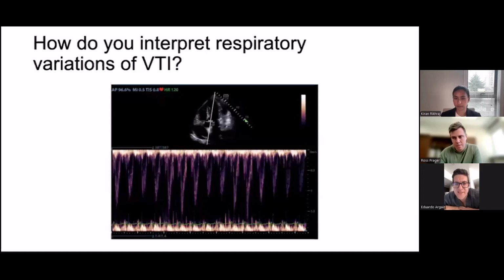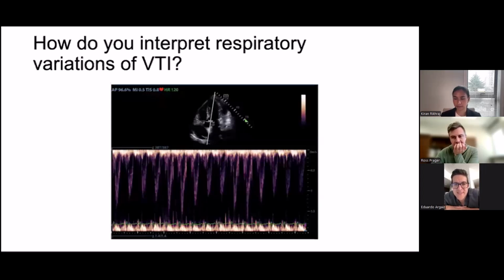And if you think this is a true respiratory variation in stroke volume, then yes, you need to think that your patient has respiratory variations in stroke volume secondary to either low mean systemic filling pressure or severe RV failure. Of course, this can also be cardiac tamponade, and that's for you to figure out.